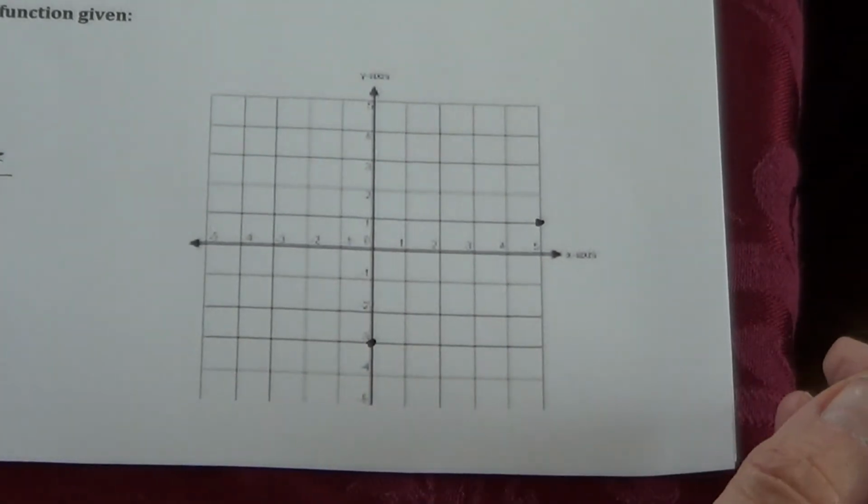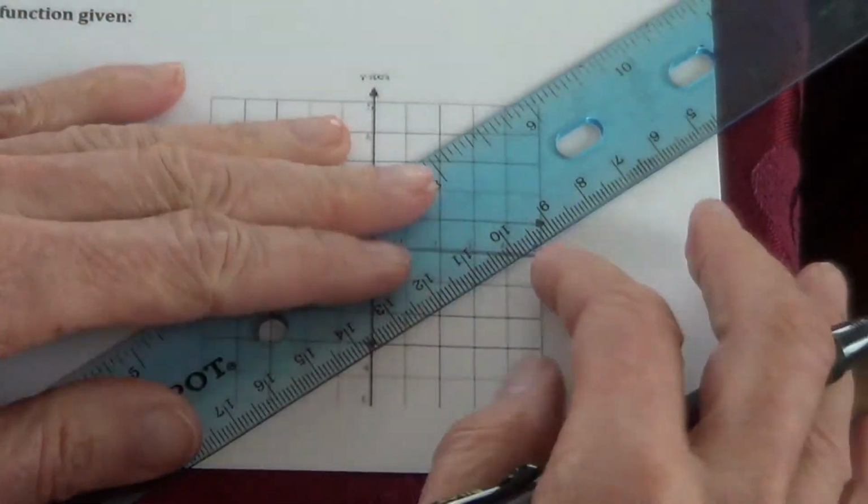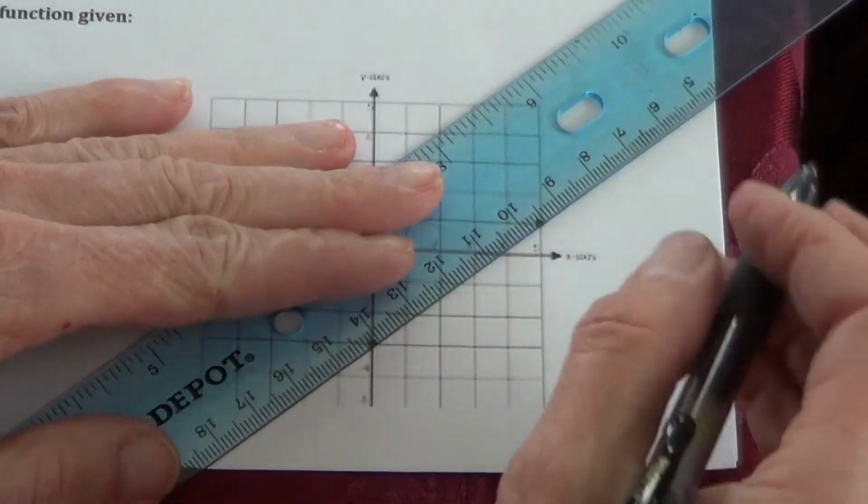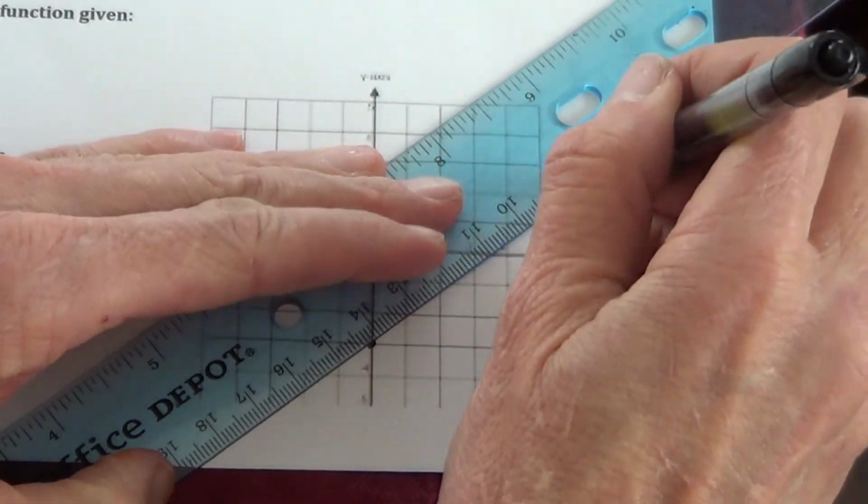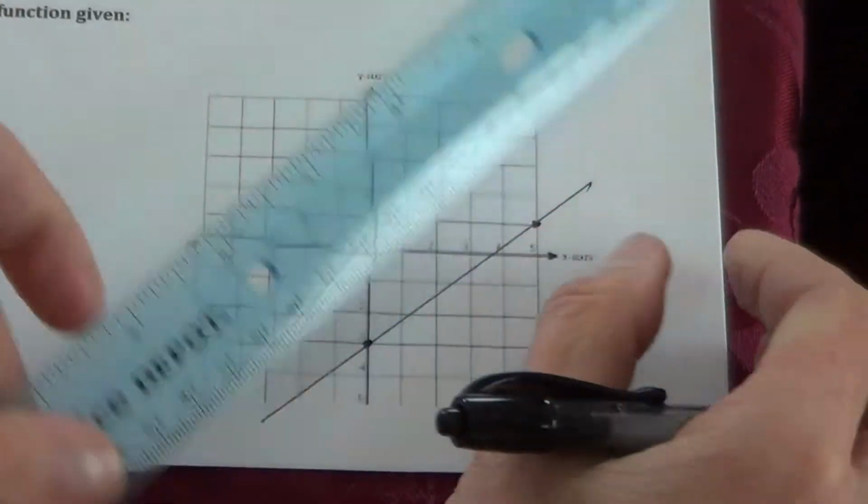If that were a negative, we would run 5 to the left. But it was a positive slope. And remember, positive slopes always rise to the right-hand side.